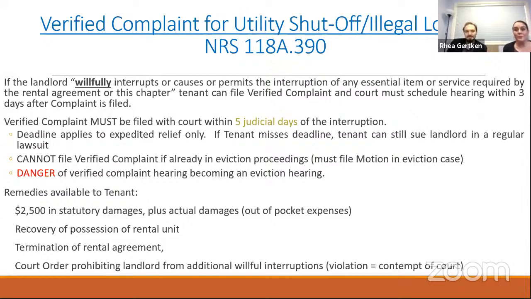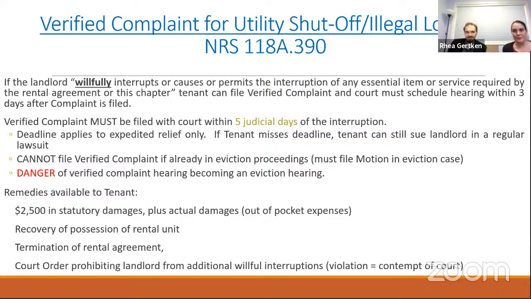So there is another procedure for essential services that is available in addition to the 48-hour notice. And this is called a verified complaint. And this covers a lot of different things. So it could be an intentional utility shutoff, for example. Sometimes landlords might be angry if you're behind on your rent, and then they just turn off your utilities. Or they might even try to lock you out without going through the proper court procedure.